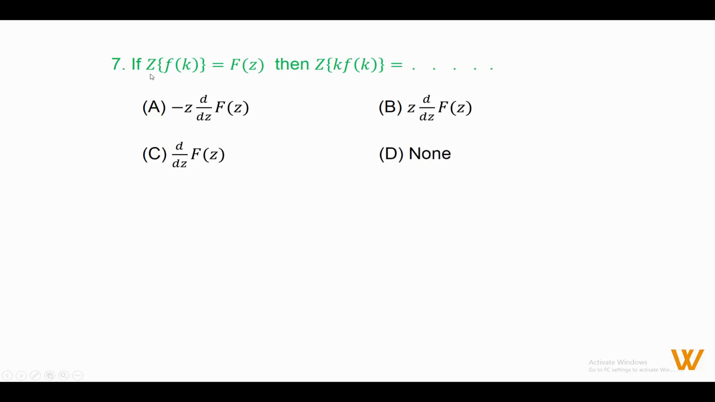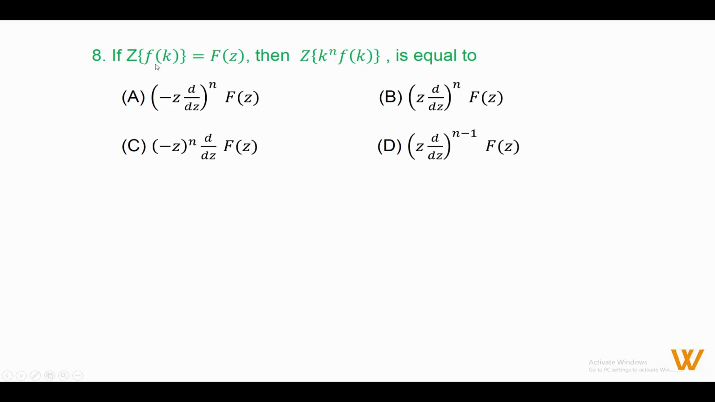7. If z transform of f of k is capital F of z, then z transform of k into f of k. Multiply sequence by k into f of k. Answer is A option, minus z into d by dz of F of z.